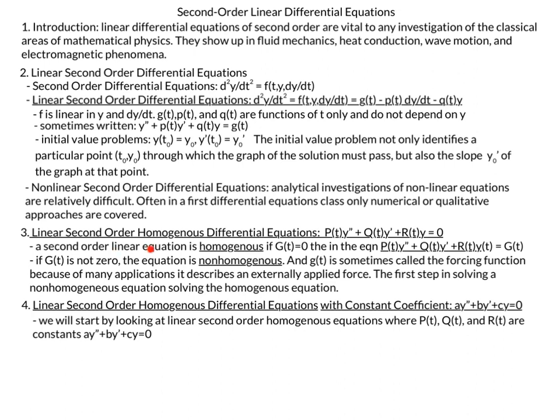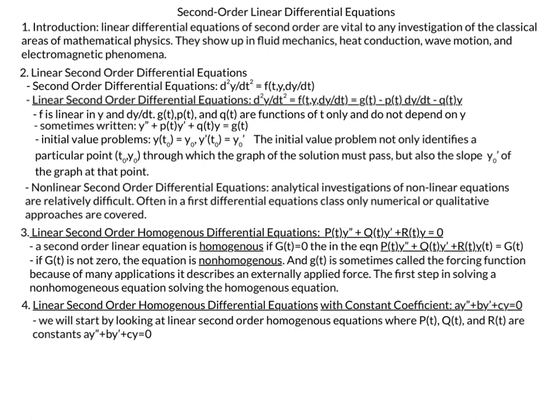So a second-order linear differential equation is homogeneous if g of t equals 0 in the form of p of t y double prime plus q of t y prime plus r of t y equals g of t. So again, setting it equal to 0. And if g of t is not 0, it's non-homogeneous. And even though this seems like just yet another simplification, it really is an important one to do, because the first step in solving a non-homogeneous equation is to solve the homogeneous equation.